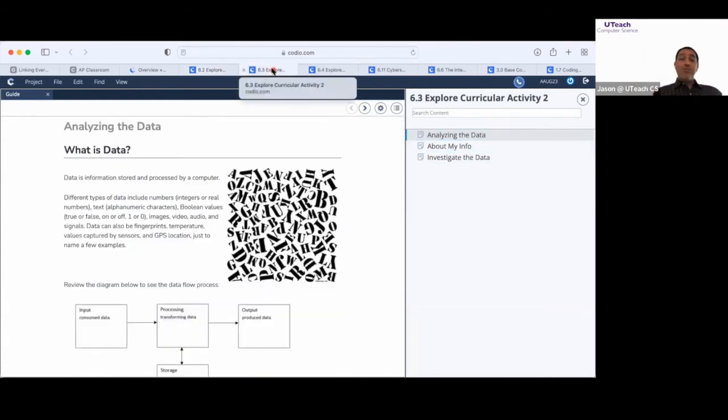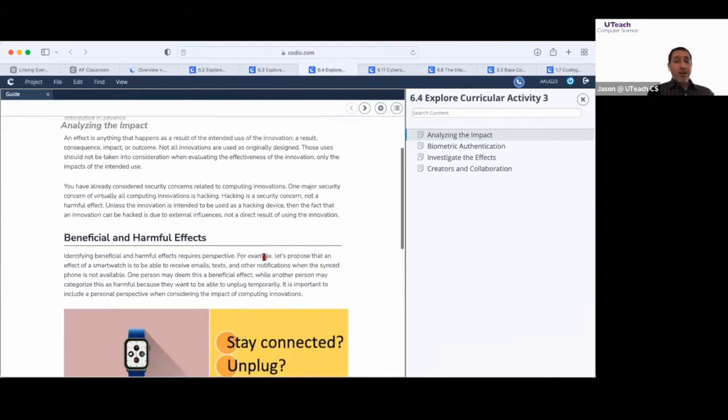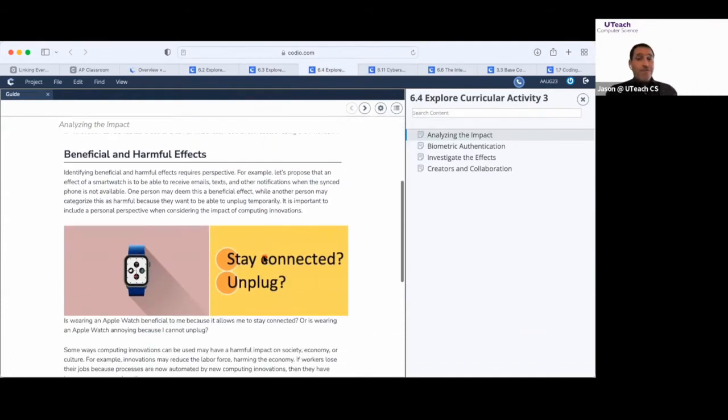Now, assignment 6.3 talks about data. What happens when apps store your data? And then 6.4 talks about the beneficial and harmful effects. This is also going to be tested in the Create performance task. Remember, they need to talk about beneficial and harmful effects of things. This is where College Board provides content for us to pass on to you. We didn't write this content. This is actually College Board written. We just package it up in Codio and make it as interesting as possible. Beneficial and harmful effects. All right.